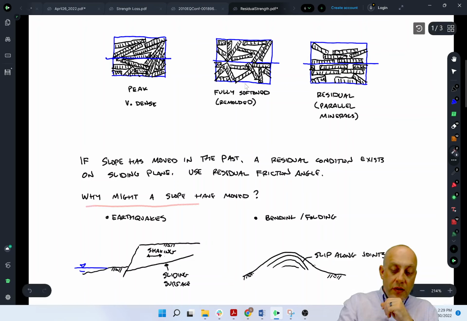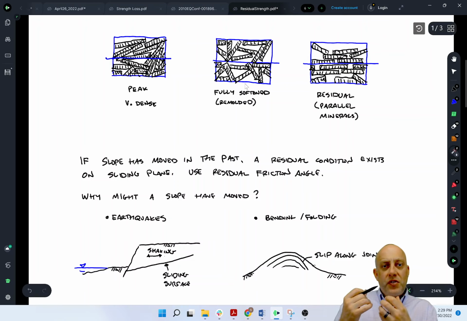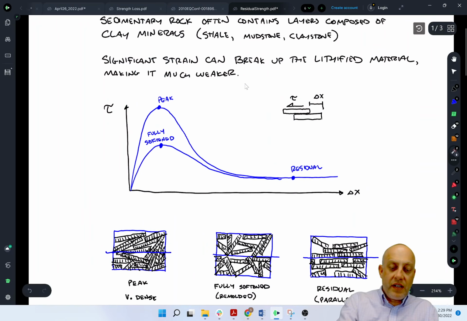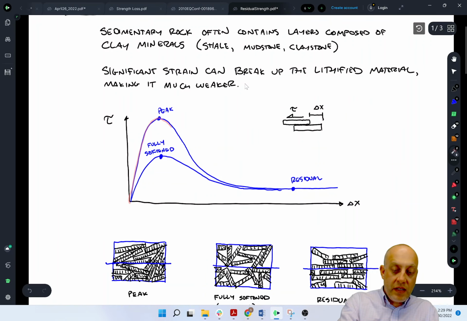So what might cause a slope to have moved in the past, right? It's really strong rock, it's intact. Like what's going to cause it to come all the way over this peak so that you come down this hill over to the residual again?